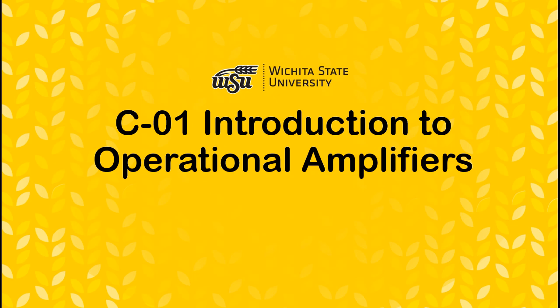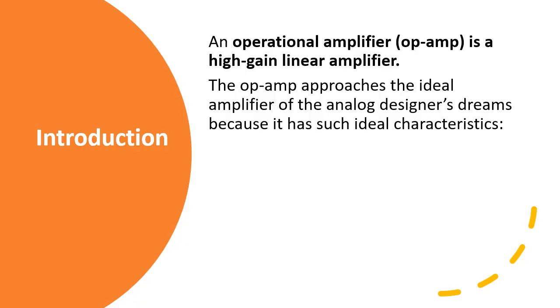Let's start with looking at operational amplifiers, or op-amps. An operational amplifier, or op-amp, is a high-gain linear amplifier. Op-amps are usually packaged in IC form with 1 or 2 op-amps per IC and are relatively inexpensive. The op-amp approaches the ideal amplifier of the analog designer's dreams because it has such ideal characteristics.